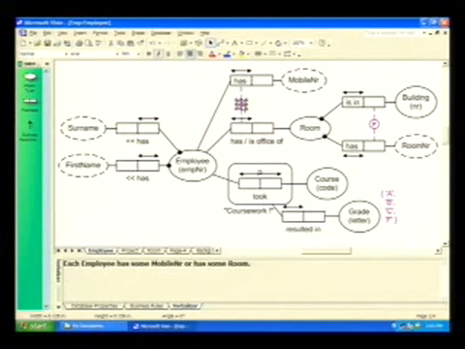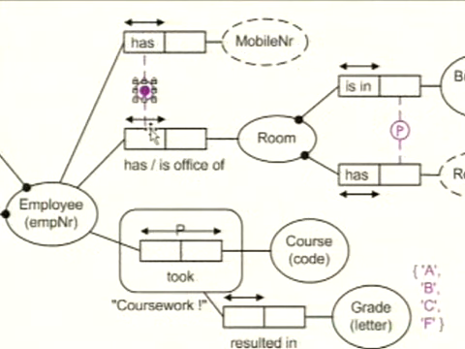So here's the mandatory dot, put in a circle here, and it's going between these two roles. So this is an inclusive or constraint. It indicates that it's mandatory that employee play either this role or this role. In other words, you must have a mobile number or you've got to have a room. Maybe this guy's a contractor and you've got to get in contact with them that way. Or maybe a permanent employee's got a room with a phone number, you can get them that way. Maybe a permanent employee can have a mobile number and they tell you that as well. So it's an inclusive or.